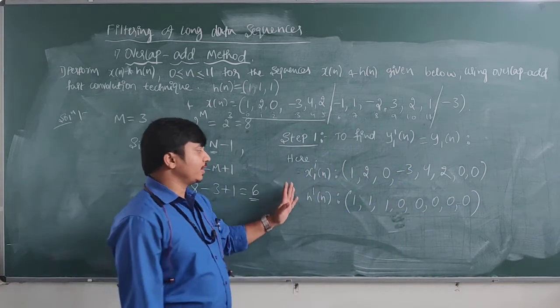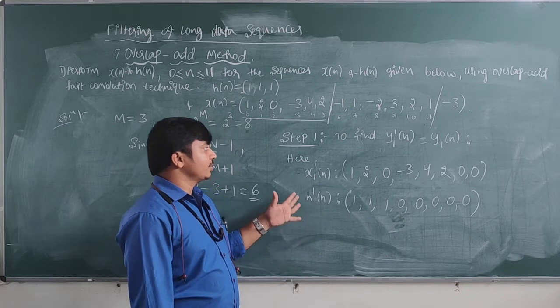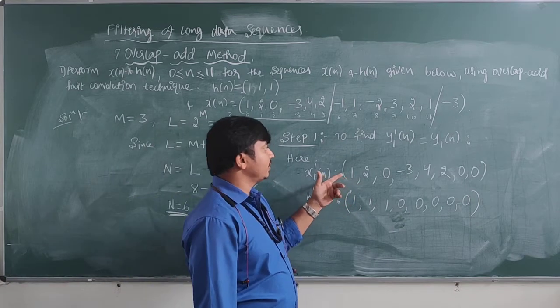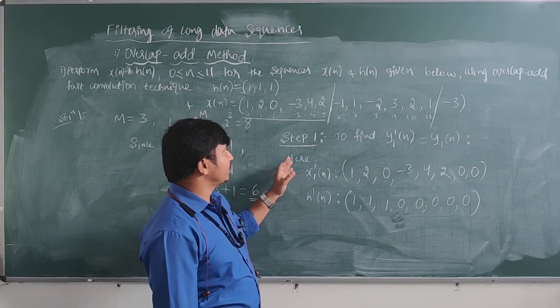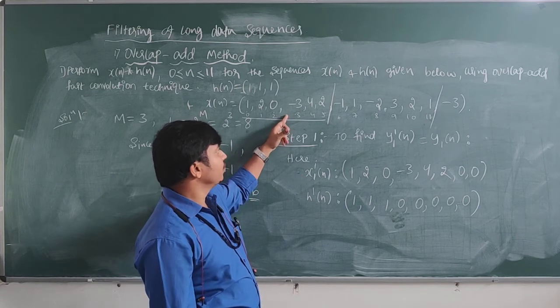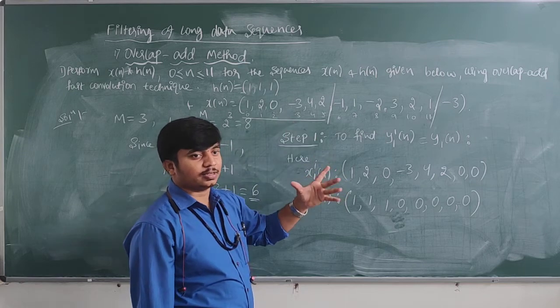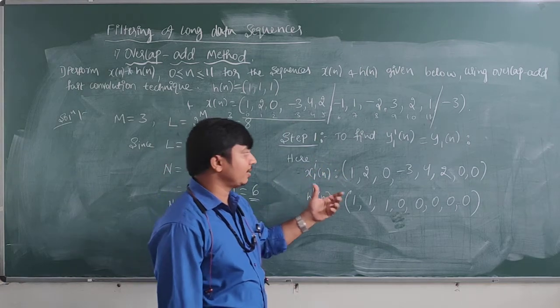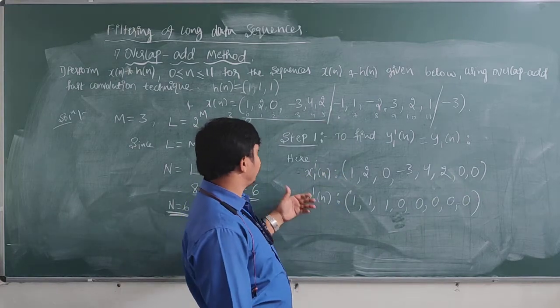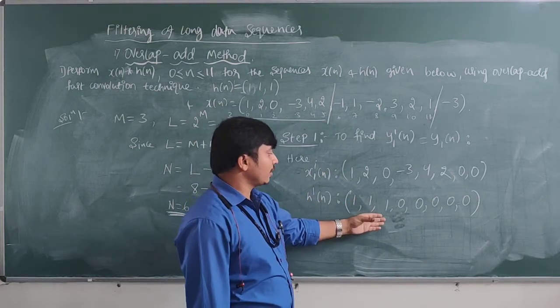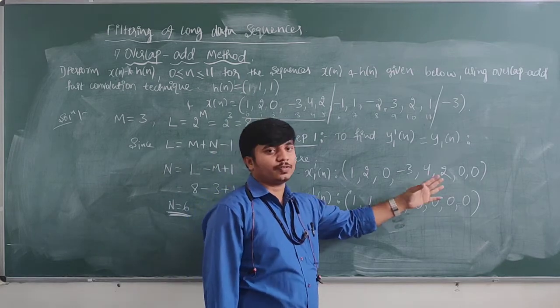So this is very, very important. The block length is equal to L. The length of x1 of n is equal to 6. To make that length equal to 8, I need to add 2 zeros at the end. Again, the length of h of n is 3. To make it 8, I need to add 5 more zeros.